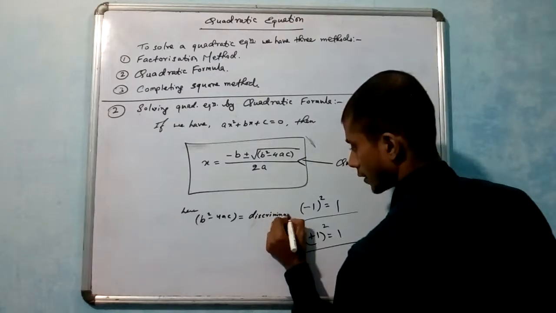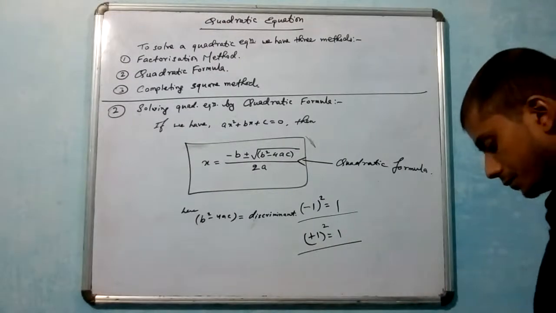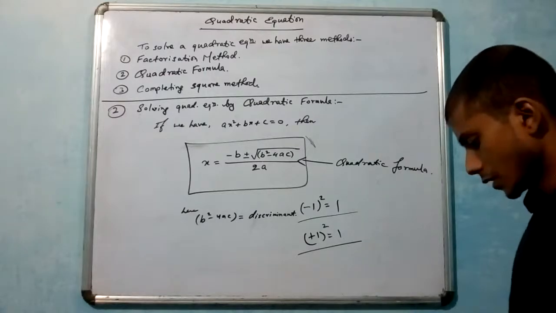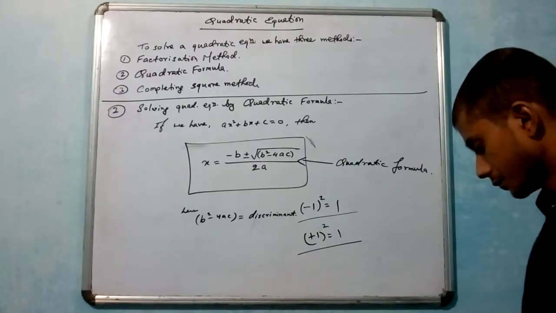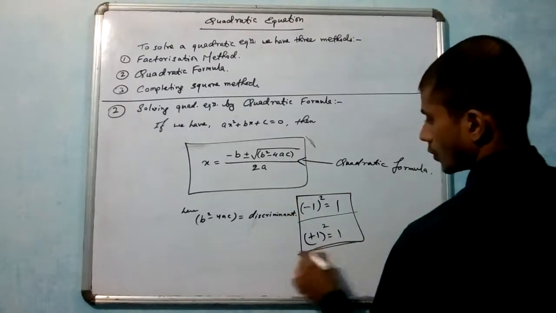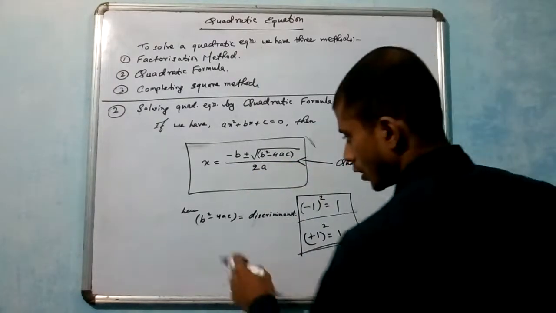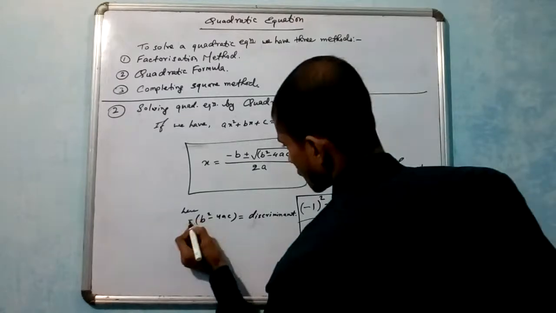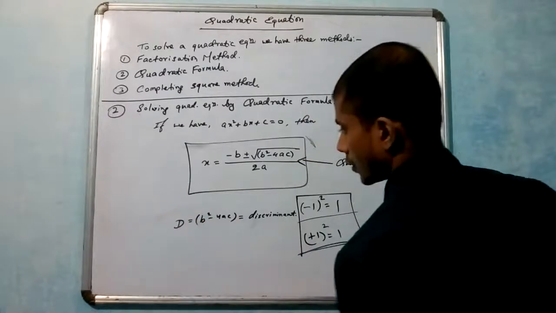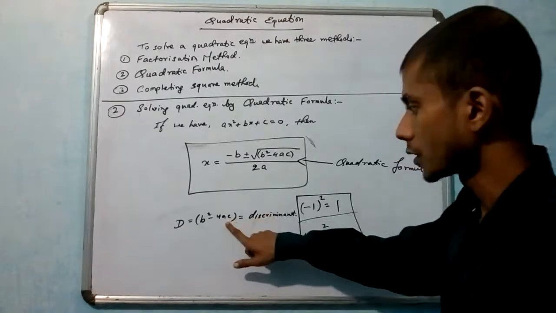Discriminant, I think. Let me see this spelling. Discriminant, correct. So just you have to keep it in mind that this b square minus 4ac as a whole is called discriminant, and sometimes it is represented by capital D. Okay, so capital D, that is discriminant, is equal to b square minus 4ac.